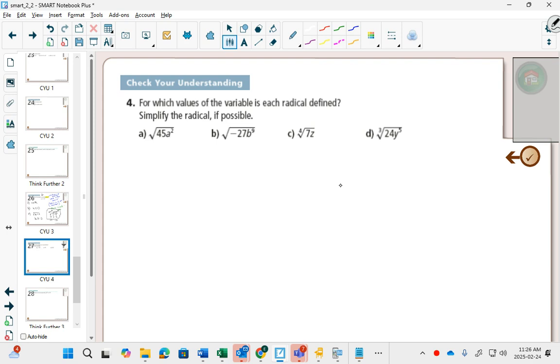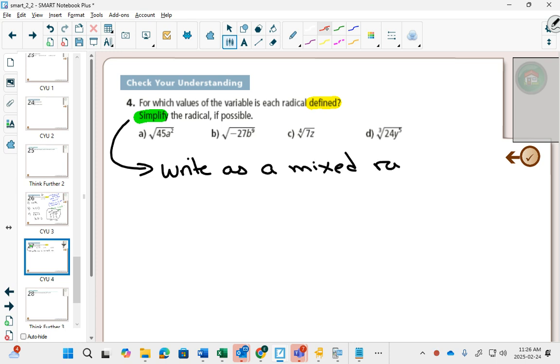Read this question again. It asked us to find out where something is defined. And then it also asks us to simplify. So, a reminder of what simplifying means. We had this in grade 10. We want to write it as a mixed radical. So our powers chart that we wrote the other day is going to come in handy.